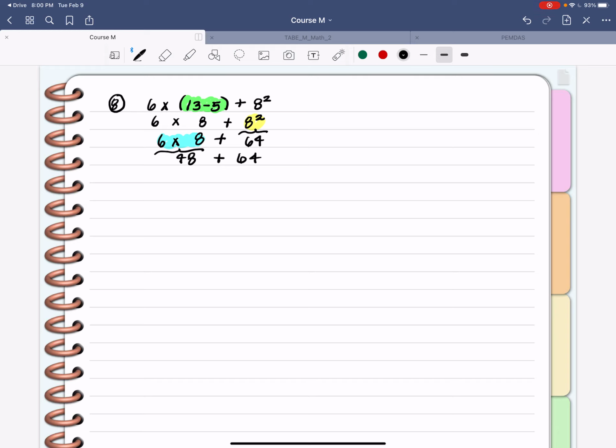So that looks like 112 again. That's interesting. I didn't plan that. Numbers 7 and 8 are both 112.